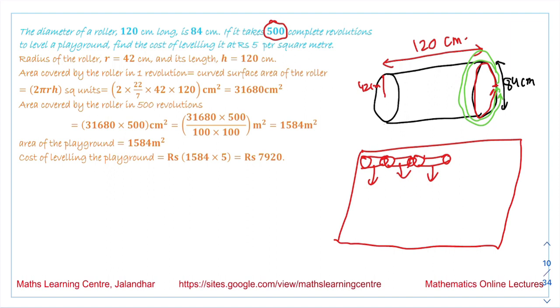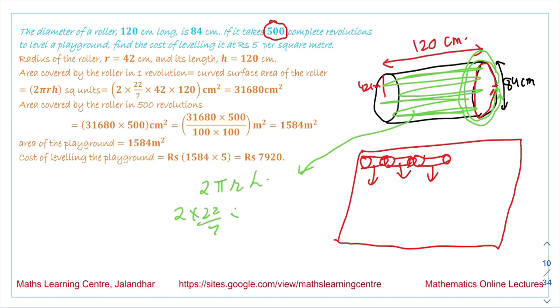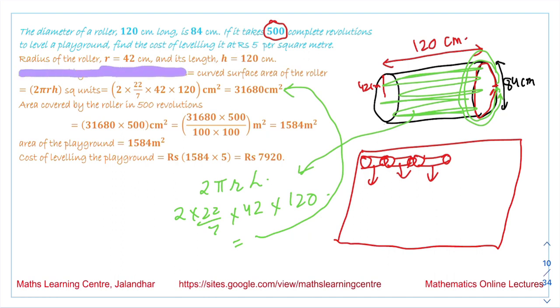What we require first is the curved area of this roller. The curved area of this roller, the formula we know, is 2πrh. So it is 2×22/7, radius is 42 and h is 120. When we solve this, we get the answer 31680 cm². This is the area covered by the roller in one revolution.